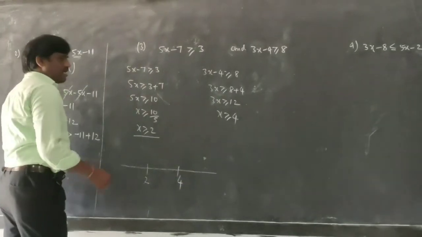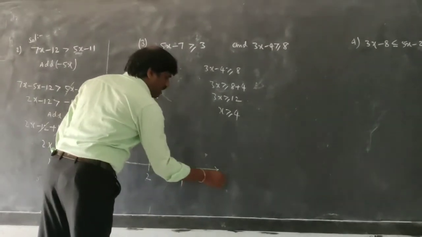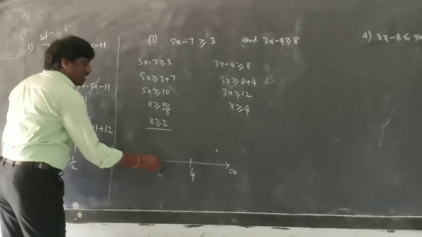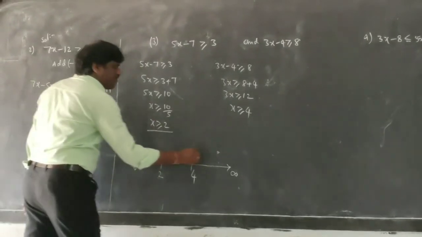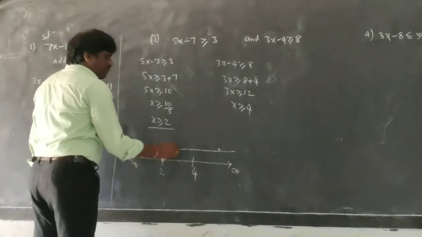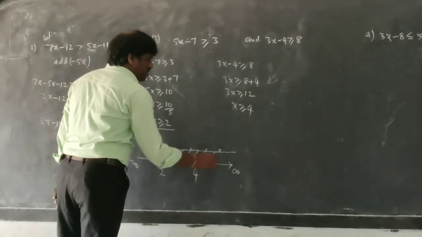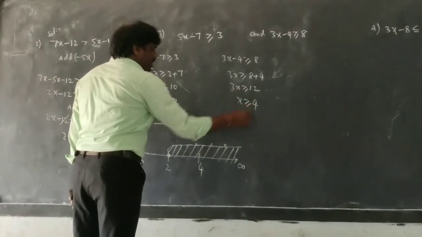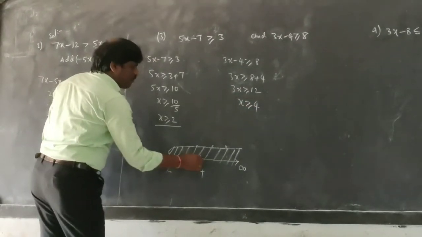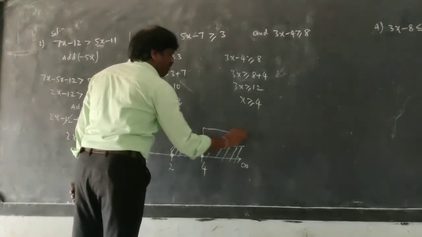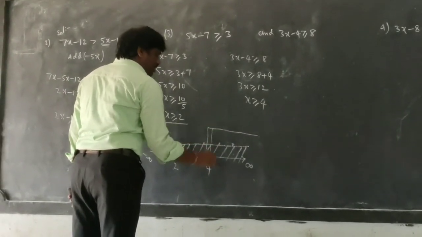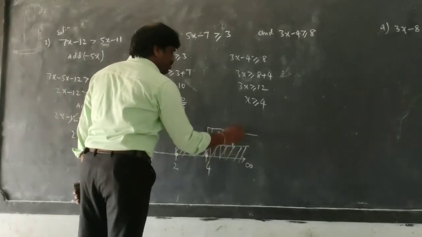Let's see, I am marking the number line. Here minus infinity. The first one's answer is 2. From 2 it is infinity. First one said like that. And the second one said greater than or equal to 4. From 4 it will be. So let us use vertical lines here.